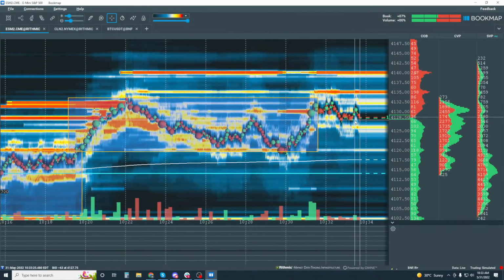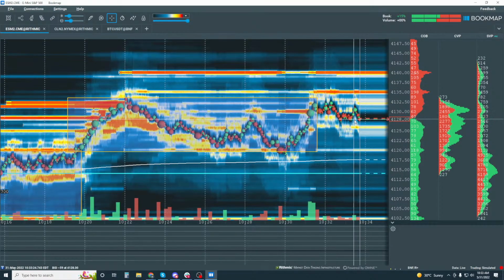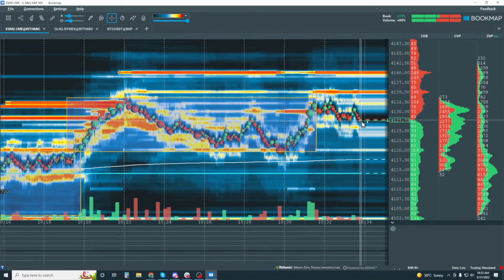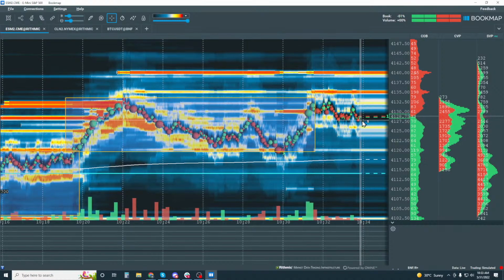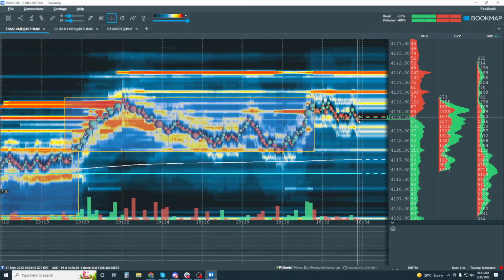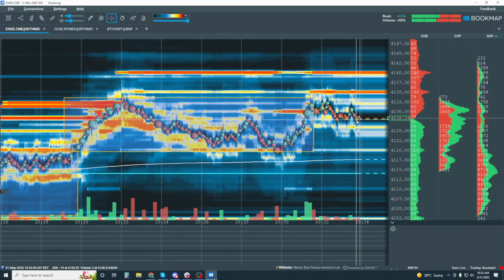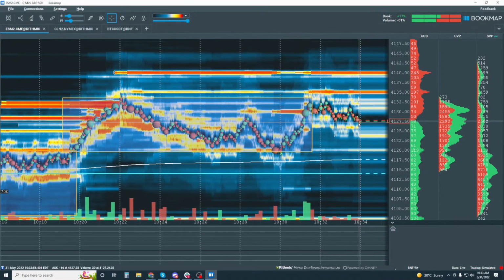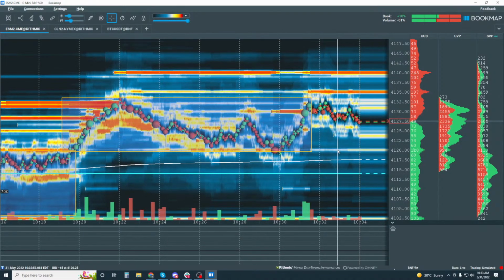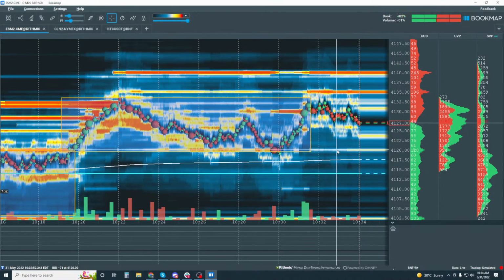Okay, I'm looking for sellers right here, right now at 41.28. Let's see if we get them. Looking in the order book here as well. Looking for our red dots in here. And yeah, I would look to take this right back down to the bottom of the range to 41.20.